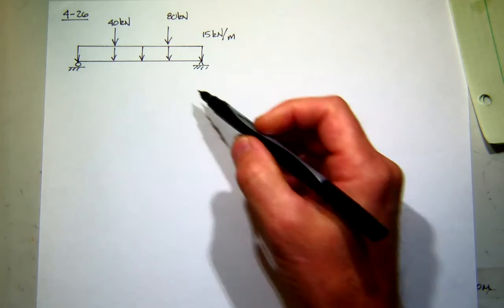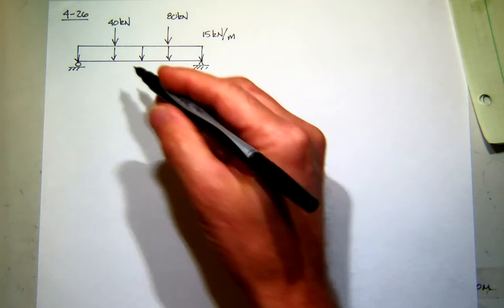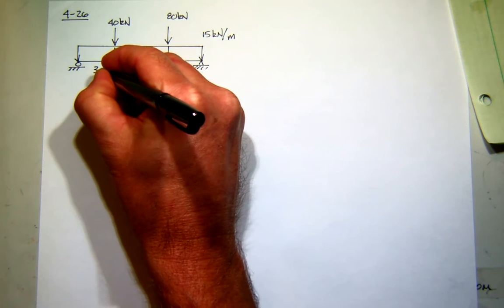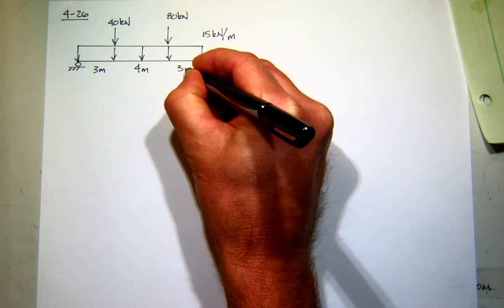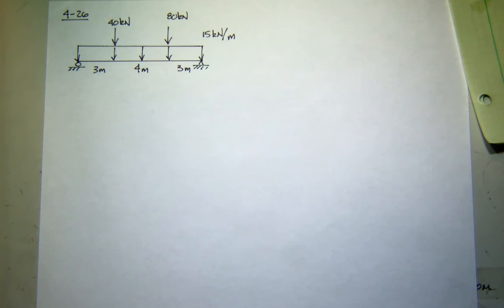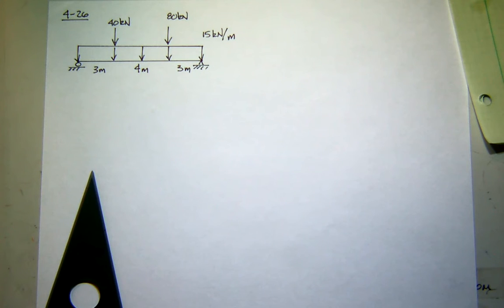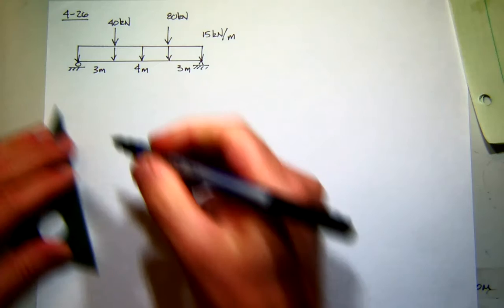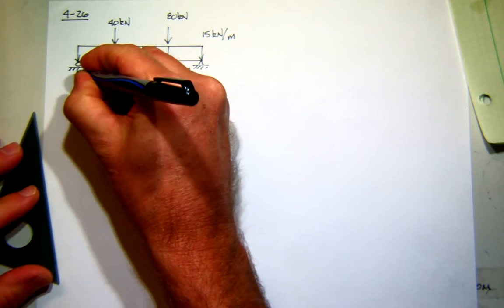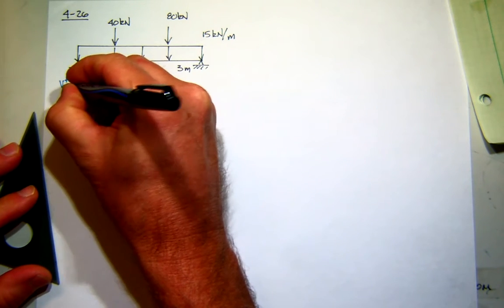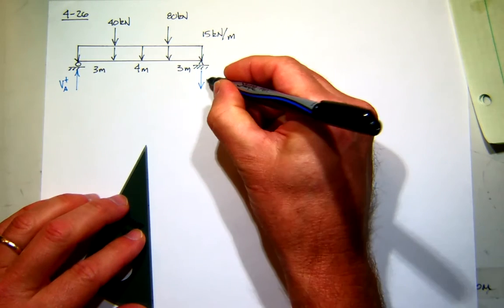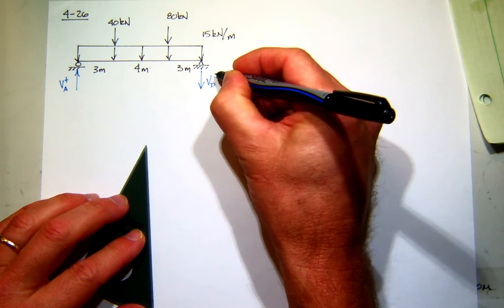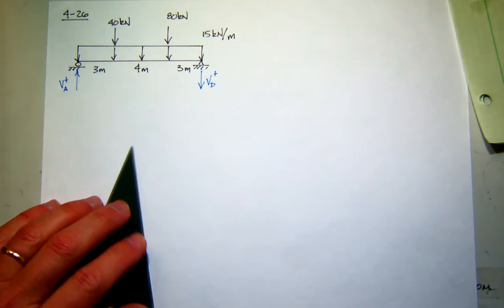Okay, so let's do this problem. I'm going to do a little bit of shortcut. Oh, I forgot, this is 3 meters, 4 meters, and 3 meters. So I'm going to assume at A, which is over here, I'm going to draw my positive shear at A up, and of course over here positive shear at D is down.